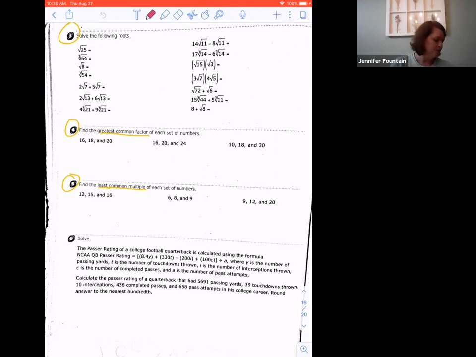So here, 12, 15, and 16. When I do my prime factors, I find that 12, my prime factorization will be 2 squared times 3. 15, I have 3 times 5. And 16, I have 2 to the 4th. So I can see that for each of these, I have a 3, a 5, and a 2. But my largest exponent of 2 is going to be 2 to the 4th. So I'm going to multiply 2 to the 4th times 5 times 3. And my least common multiple should be 240. Any questions on that?